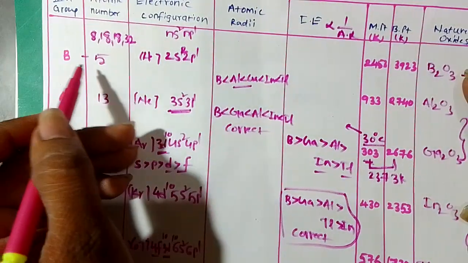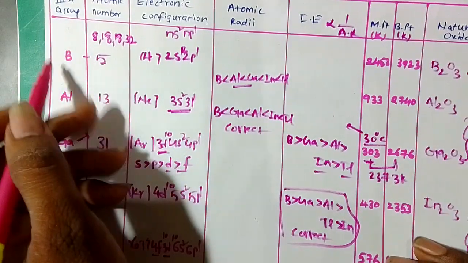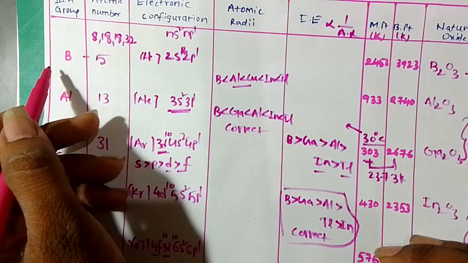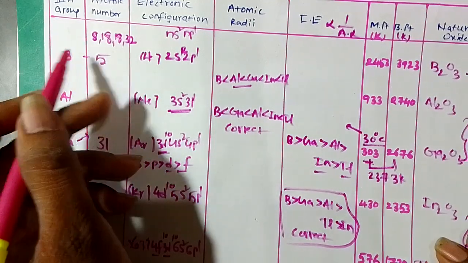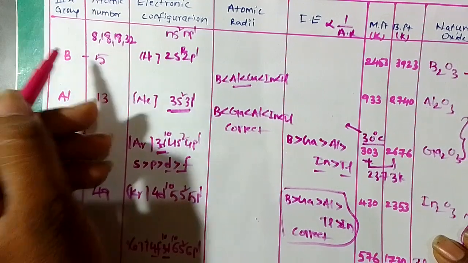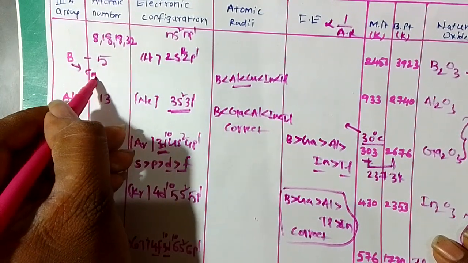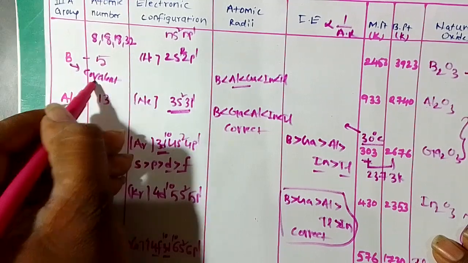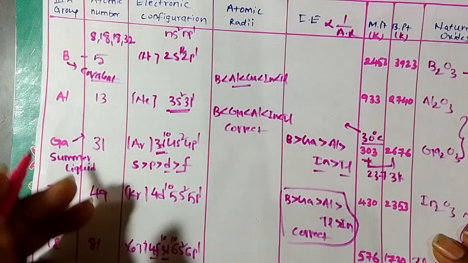Now coming to boron. It shows anomalous behavior because of its small size, high ionization energy, high electronegativity and absence of d orbitals. That means it can form only covalent compounds. The remaining elements can form covalent compounds as well as ionic compounds.